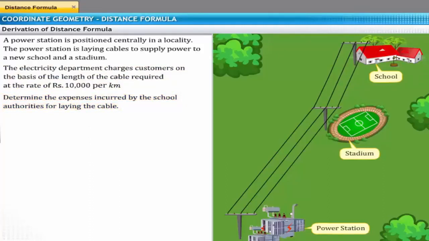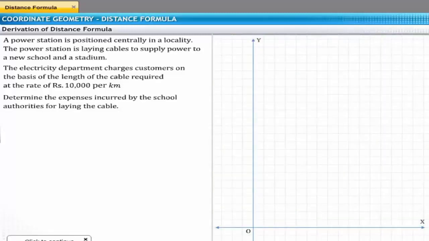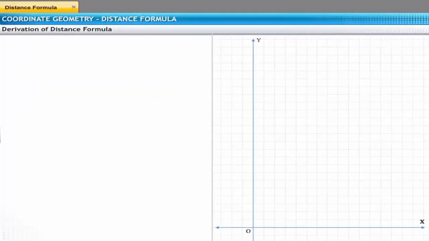To determine the length of the cable required, we need to find the distance between the power station and the stadium, and then the distance between the stadium and the school. If the map is transposed onto a graph, you can derive the formula to find these distances through coordinates of various points. We can take the power station as the origin in the graph, as it is centrally located. First, let us derive a generic formula to obtain the distance between any two points with the help of their coordinates.